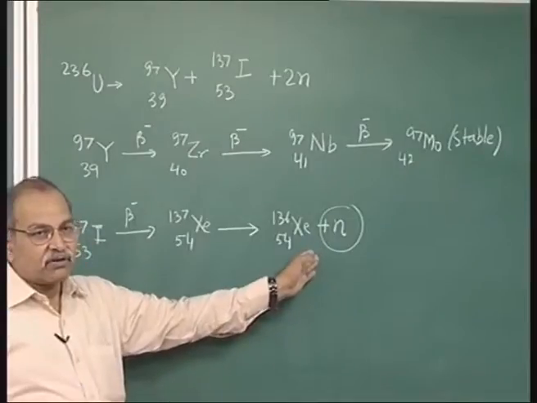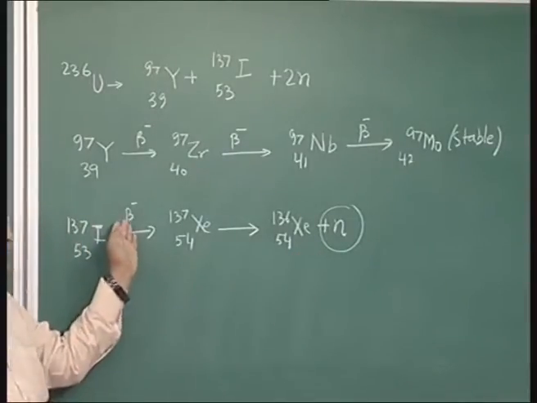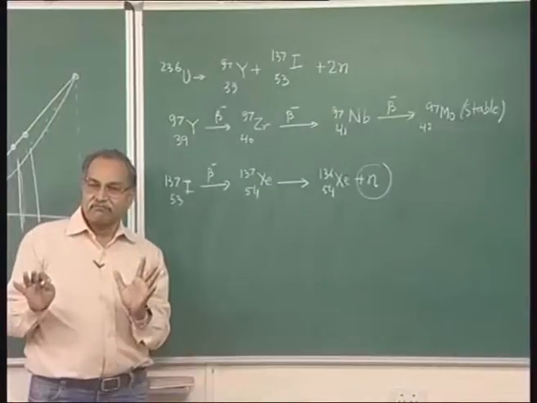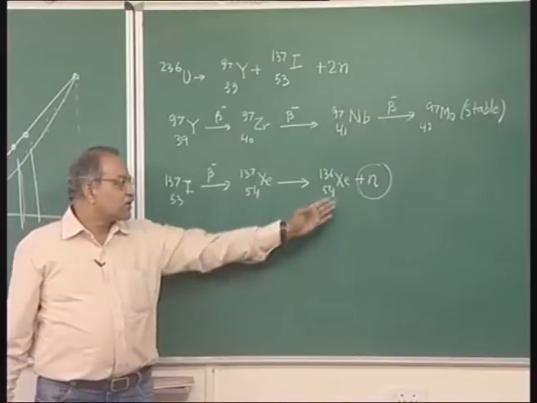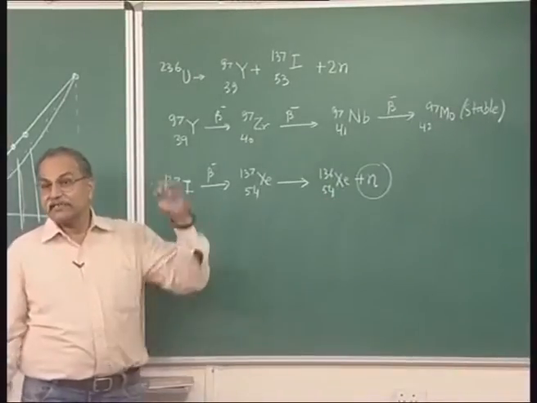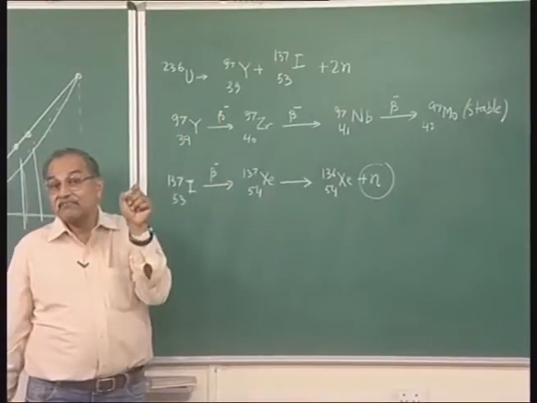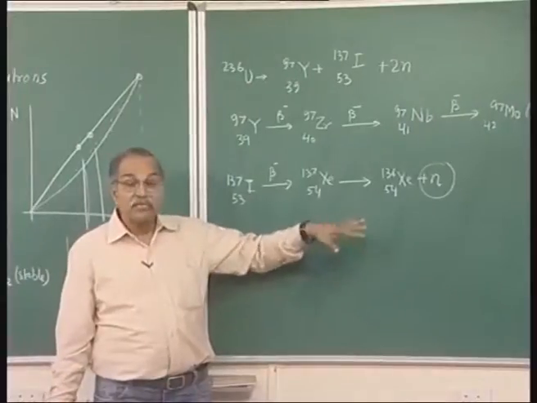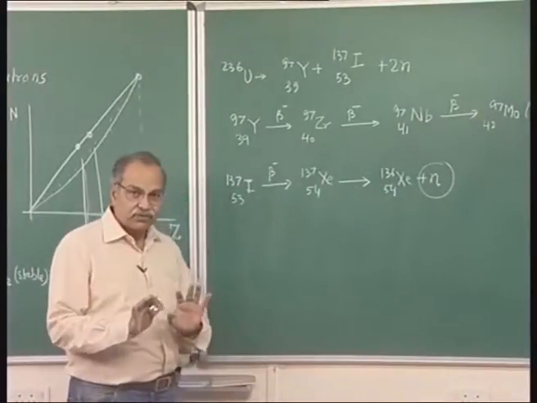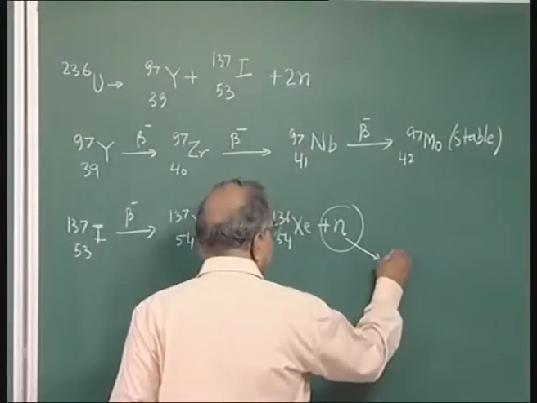Now, this neutron has come after this beta decay, and beta decay has its own lifetime, and therefore this neutron has come after a few seconds or a few minutes, not in 10 to the minus 16 seconds, not at the fission time scale. So, it has come much later than that. That is, these type of neutrons are called delayed neutrons.